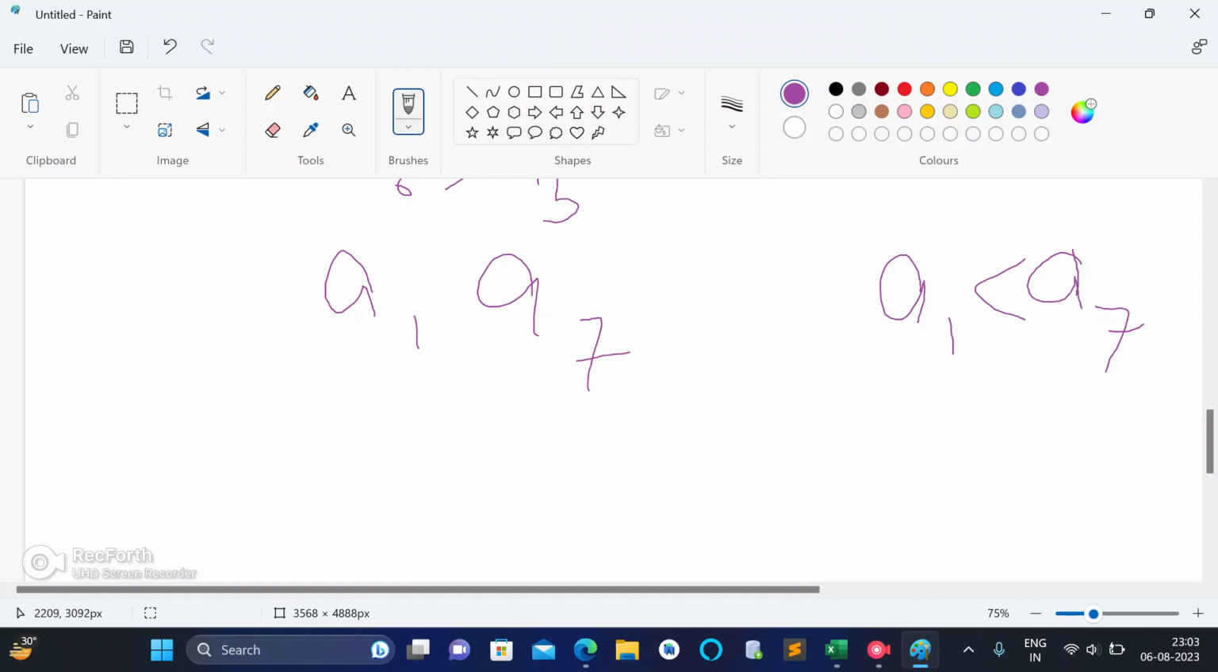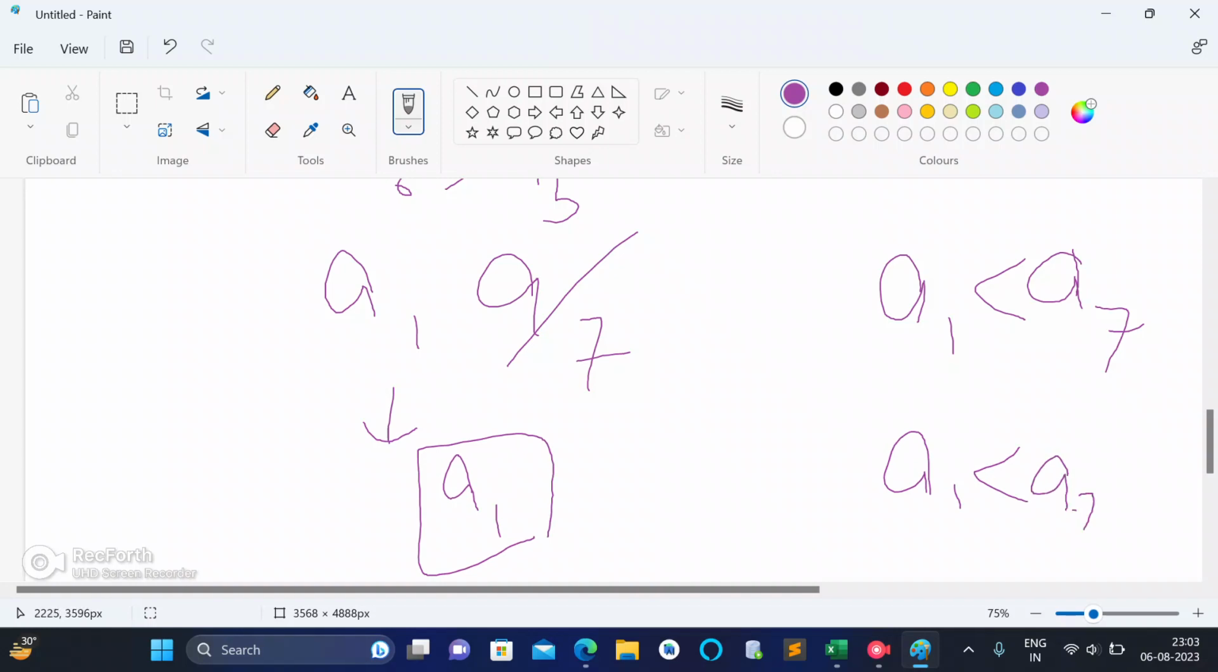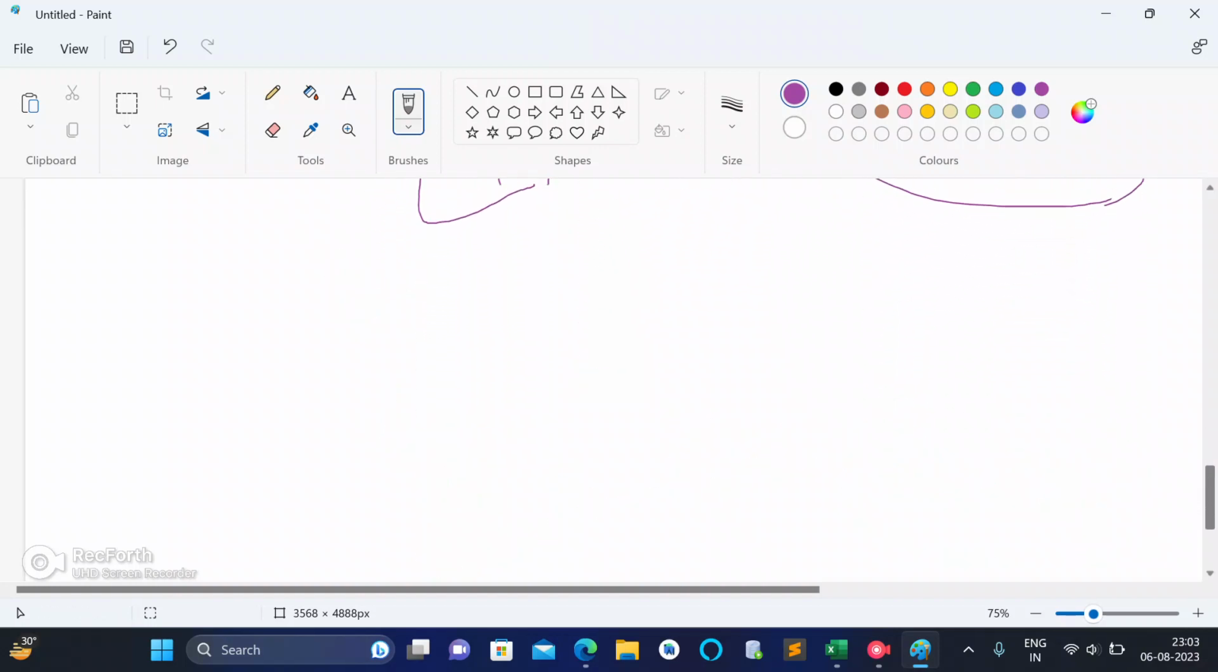And I know my A1 is less than A7. So what I can do is either I remove A1 or I remove A7. Let's say I decide to remove A7. So the element left to me is A1 only. So if my A1 is less than A7, I can definitely say for sure that my answer should be yes.